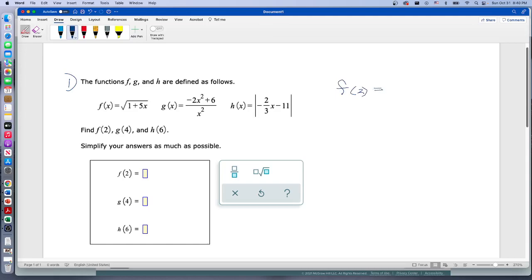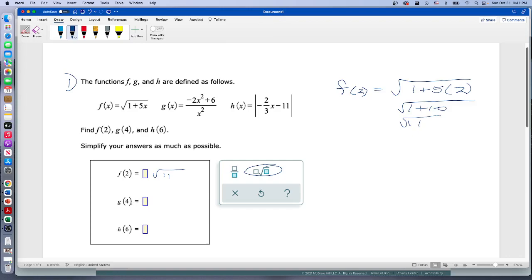f of 2 equals the square root of 5x plus 1. We'll put parentheses in place of x, and what goes in that parentheses is the 2. So we're going to get 5 times 2 is 10, plus 1, so that's the square root of 10 plus 1. That's 11, square root of 11. That is the answer that goes in here. So we're going to use this and put in square root 11.